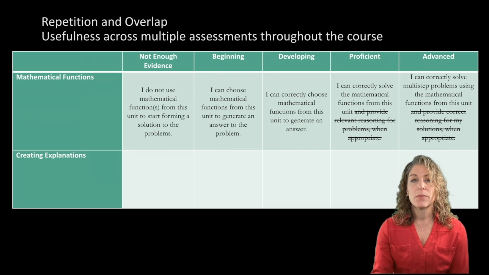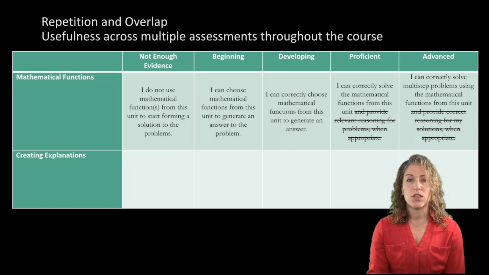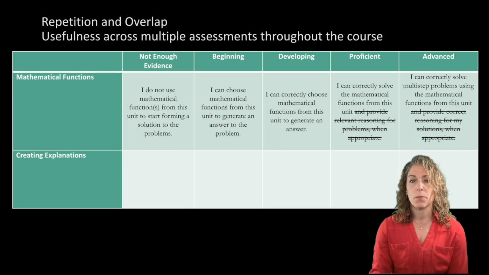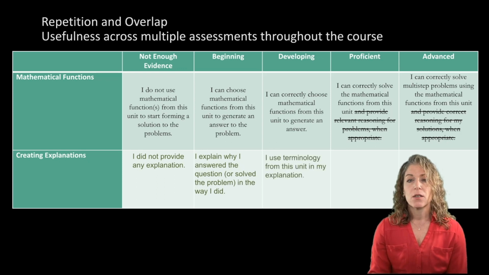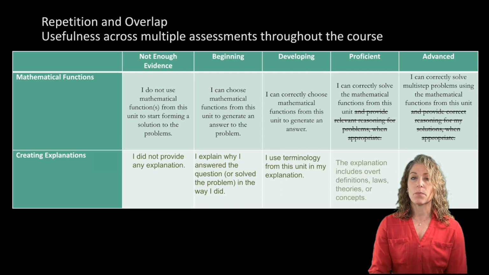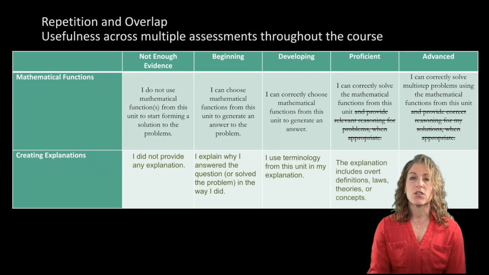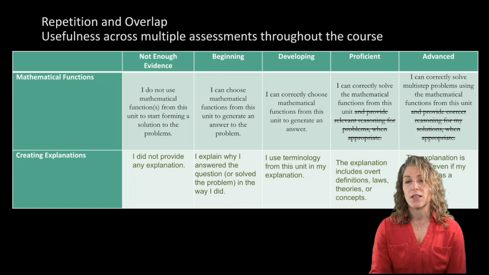So changes to eliminate quantity issues and help students flesh out the quality that we are looking for. I did not provide any explanation. I explained why I answered the question or solved the problem in the way that I did. Developing would be I used terminology from this unit in my explanation. Proficient would be the explanation includes overt definitions, laws, theories, or concepts. And advanced might be the explanation is correct even if my problem has a mistake. Again, we don't specify quantity here as the assignment itself will take care of that.